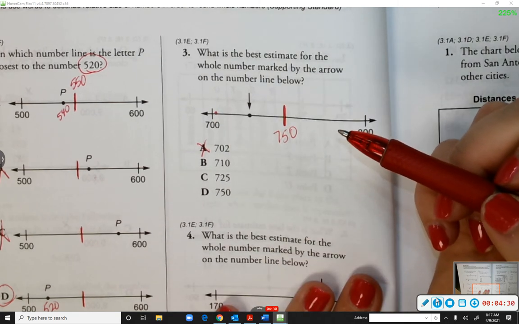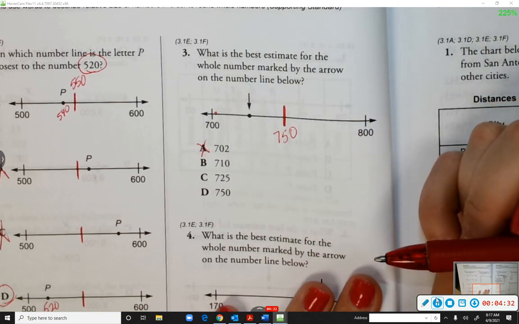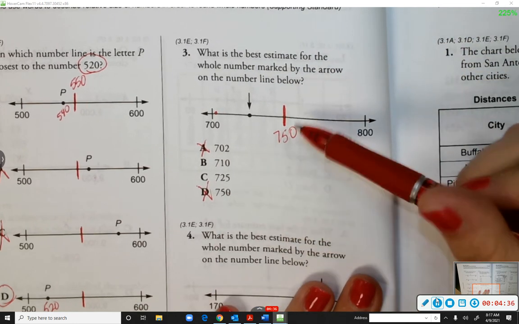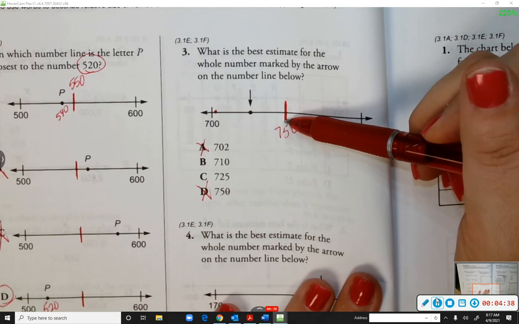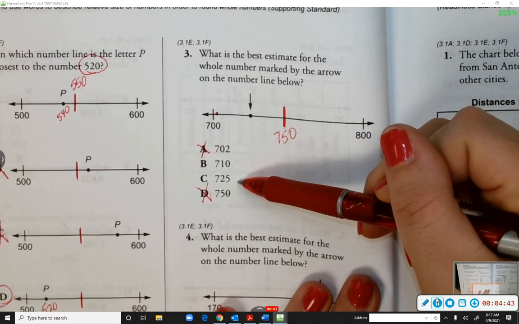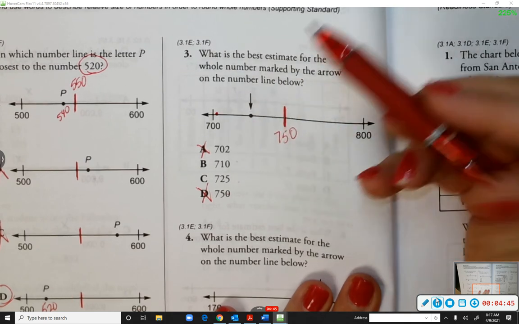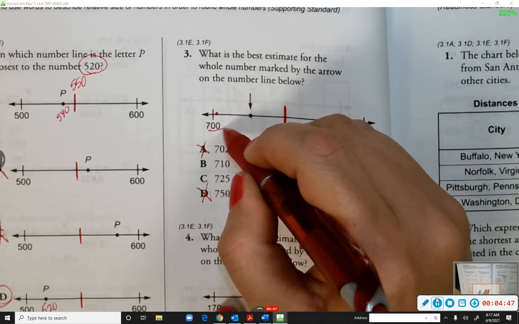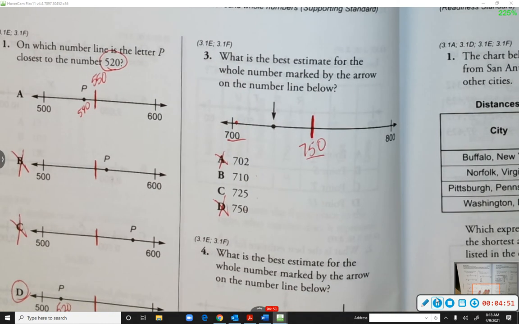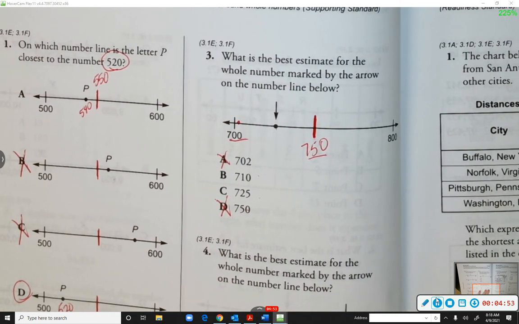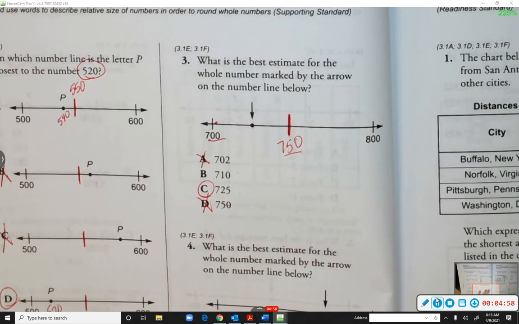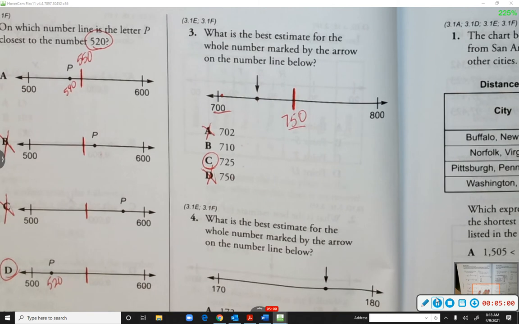Okay, anything else? Allie? D and P. D I want to go ahead and eliminate because that would be right in the middle, right? Okay, so I want to figure out if B makes more sense or C. If I look at this dot, it's almost right in the middle of 700 and 750. So what do you think is going to be in the middle of those? Bryson? C. Very good. 725.